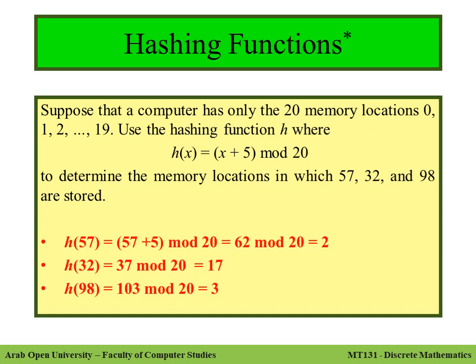h of 32, you add 5, you get 37. 37 mod 20 is just 17. 32 is stored in memory location number 17. h of 98 is, when you add 5, 103. 103 mod 20 is 3. 98 is stored in memory location number 3.